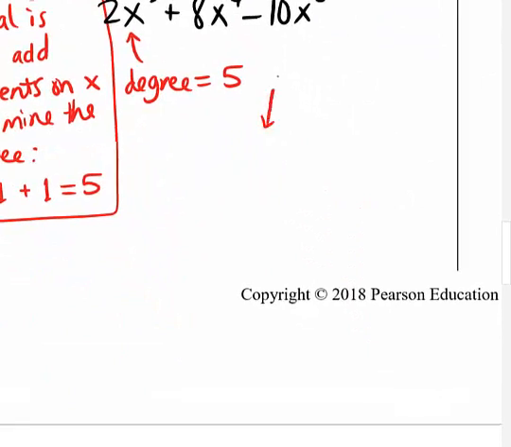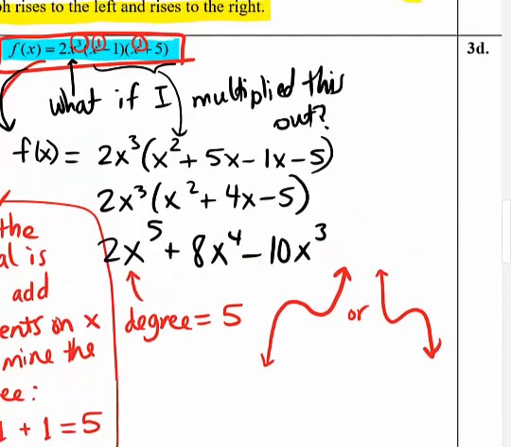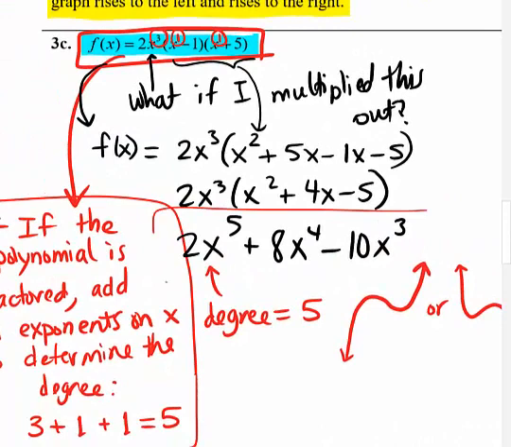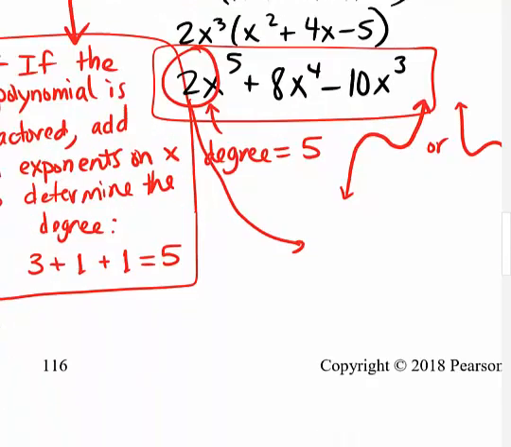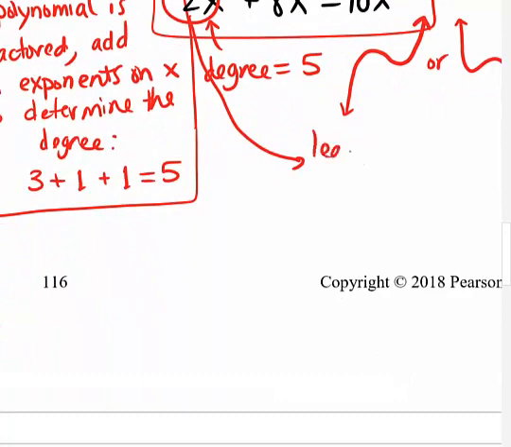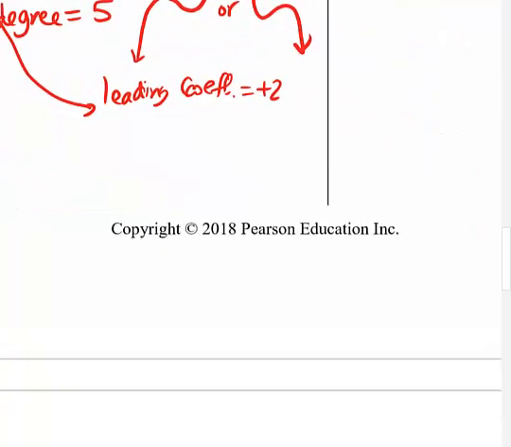That means it's either going to have end behavior looking like this or like this. That's really what we're asking here. But it all depends on the leading coefficient. When I multiplied it all out, I noticed the leading coefficient didn't change. So the leading coefficient was positive 2. That's a positive number, of course, which means it's going to be the cubic shape on the left, the normal x cubed shape.